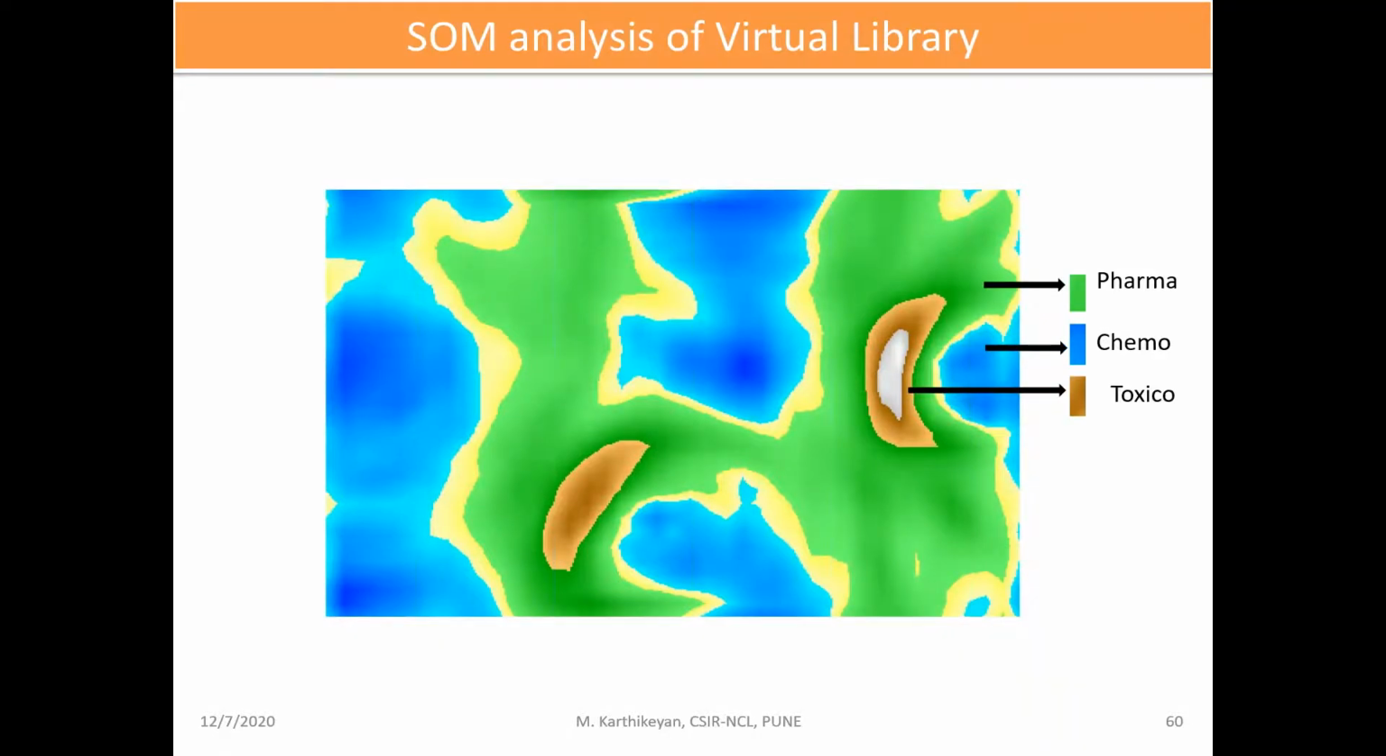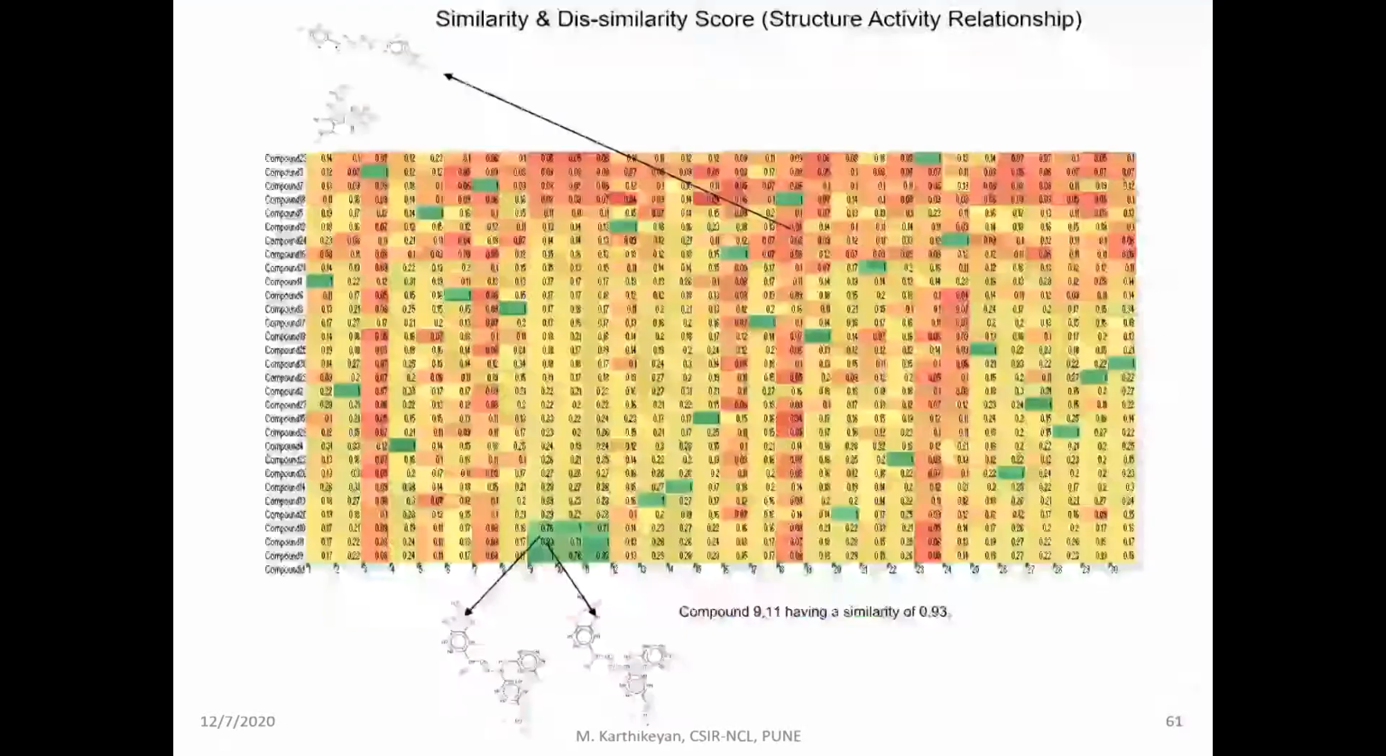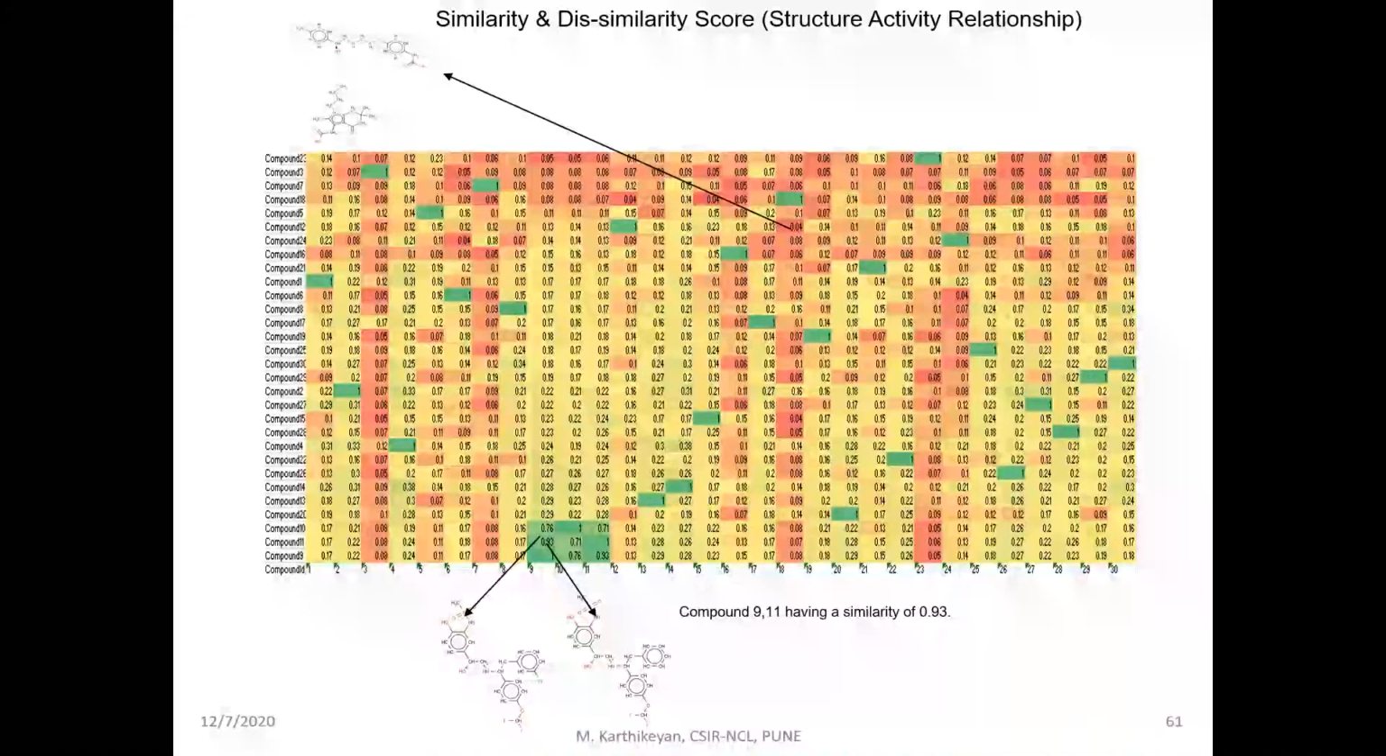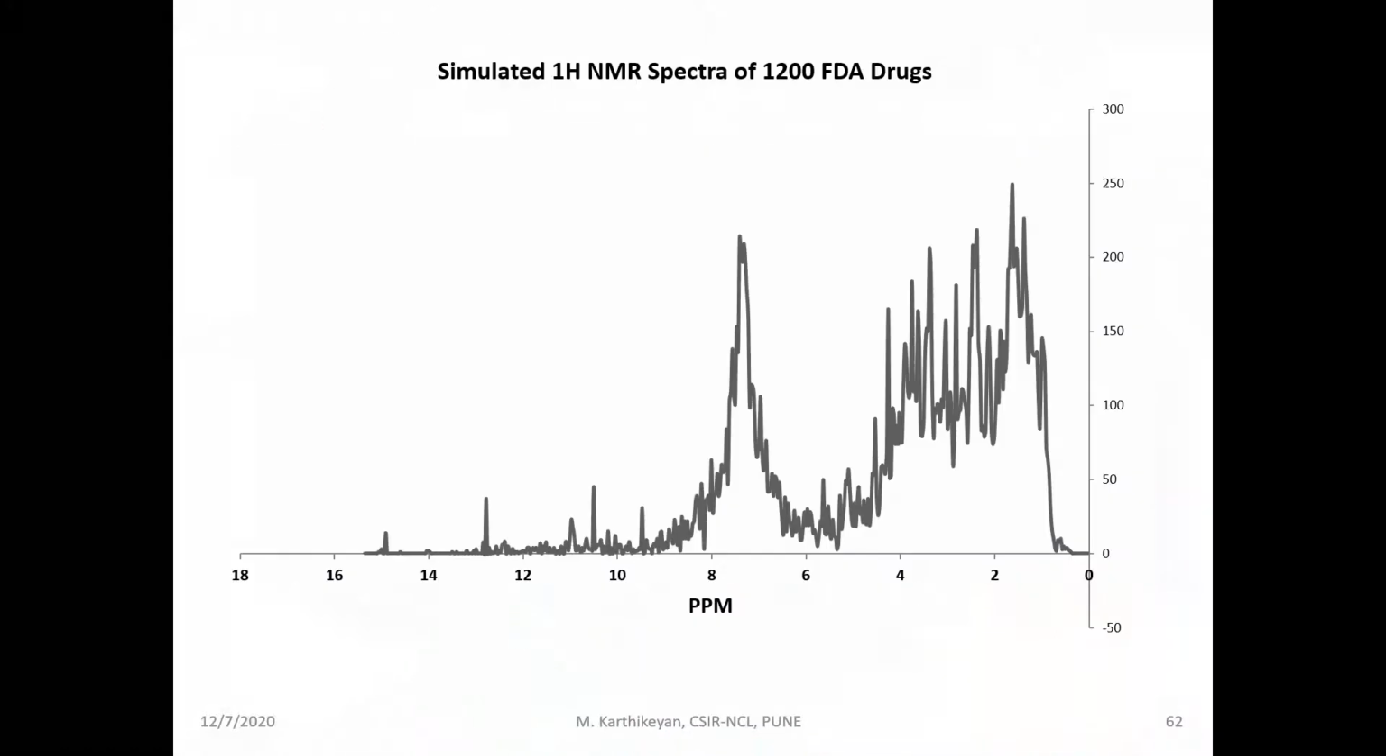Using this SOM type of analysis, okay, you can also find the molecular similarity with respect to molecular diversity. Similar compounds come in one space, and diverse compounds you can find in this space.